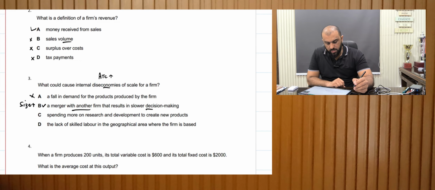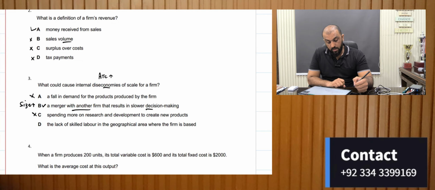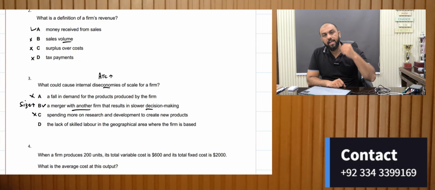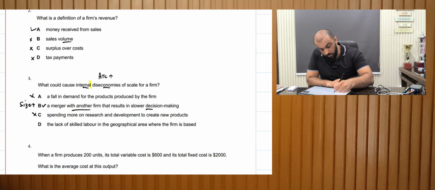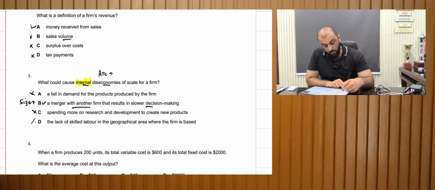Spending more on research and development to create projects? No, this does not increase the cost. Lack of skilled workers in the geographical area where the firm is based? This is a diseconomies of scale, but it's an external diseconomies of scale, and the question explicitly asked for internal diseconomies of scale. All right, so D cannot be the answer. Moving on to the next one.